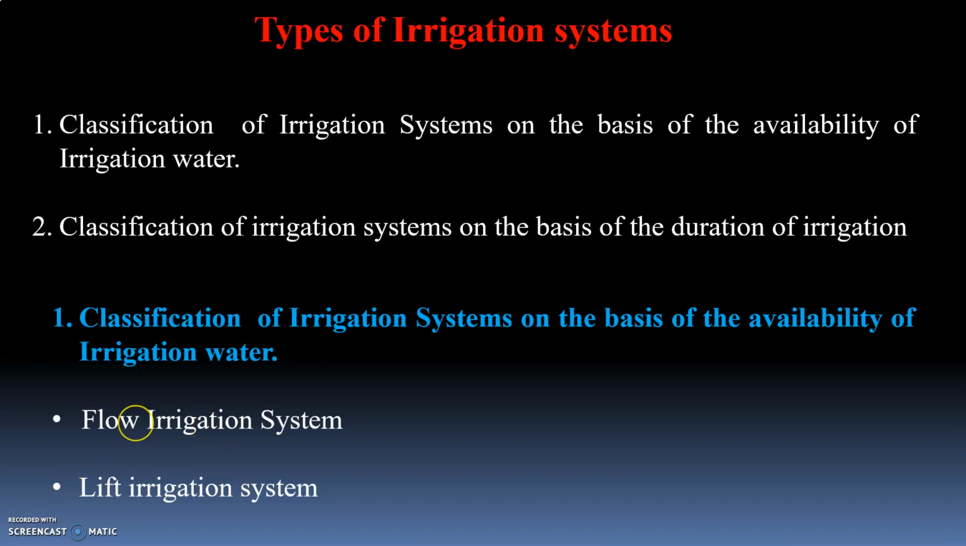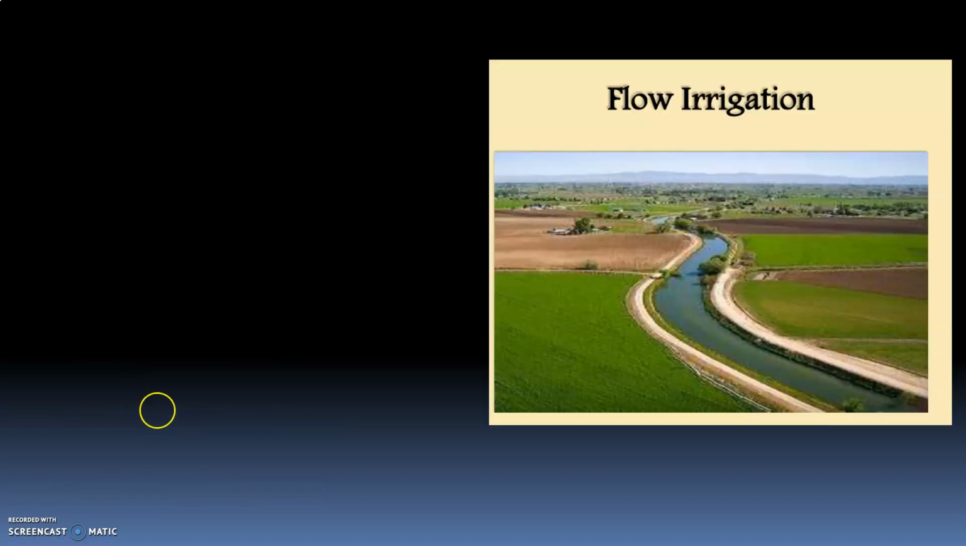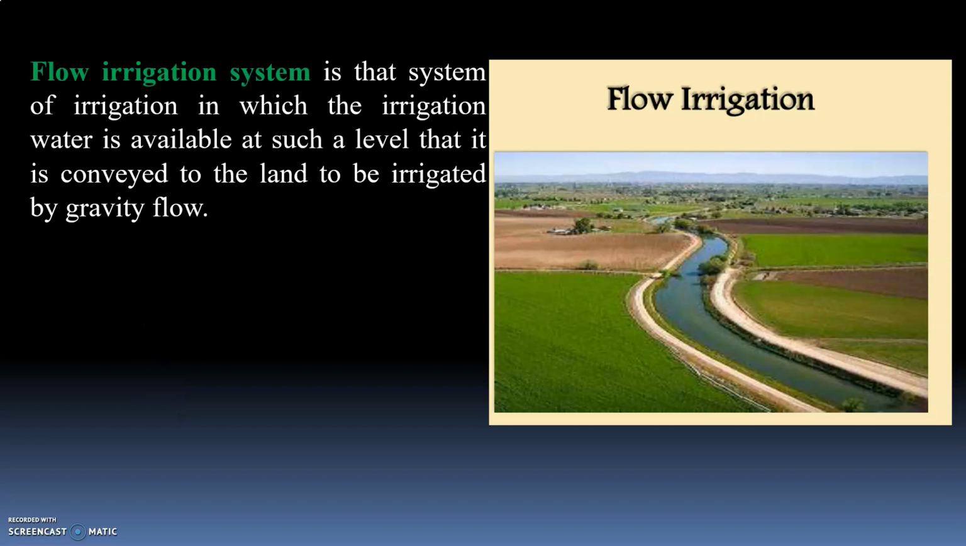Okay, now let us see what is flow irrigation system. Flow irrigation system is the system of irrigation in which the irrigation water is available at such a level that it is conveyed to the land by gravity flow. Means conveyed to the land to be irrigated by gravity flow. Here the irrigation water is available at such a level that it is conveyed to the land by gravity flow.